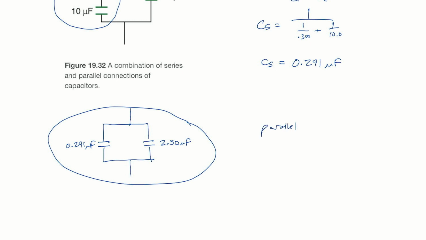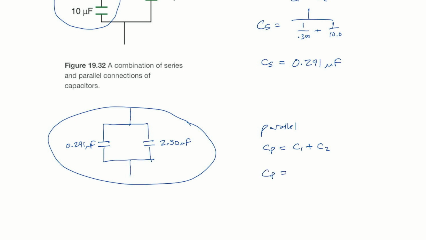That's because we can come in, we can branch to the left and go to the capacitor that's 0.291 microfarads, and then we leave and go out the bottom. We can come in, branch to the right, go to the 2.50 microfarad capacitor, leave, and then we end in the same spot as the other capacitor ended. And so for capacitors in parallel, call it C parallel, we just add them.